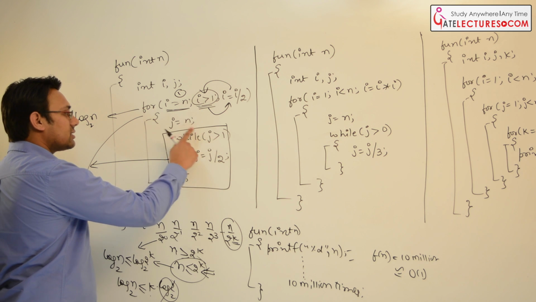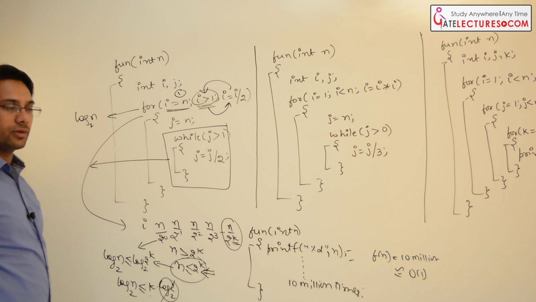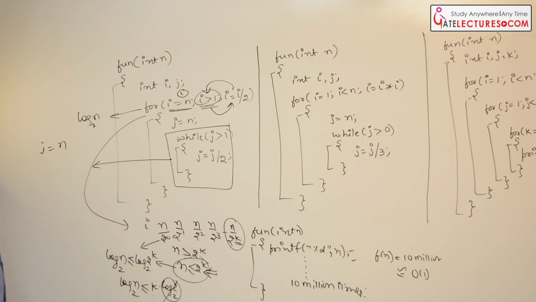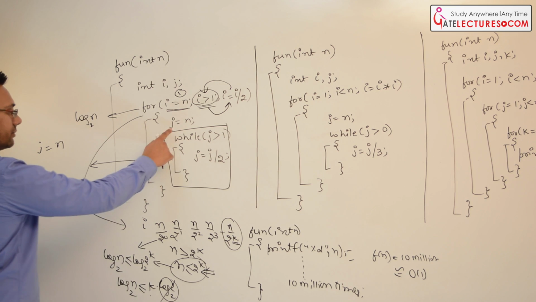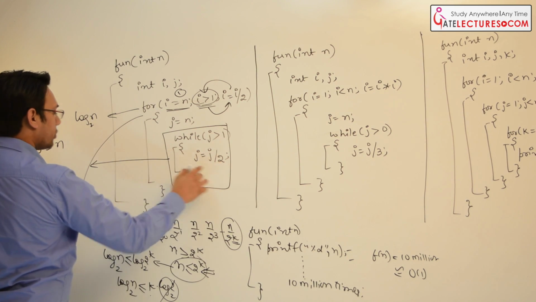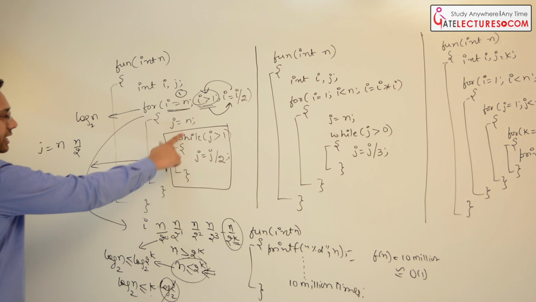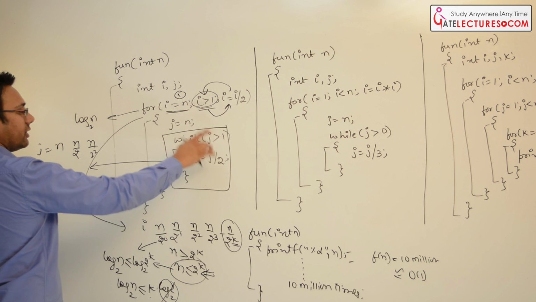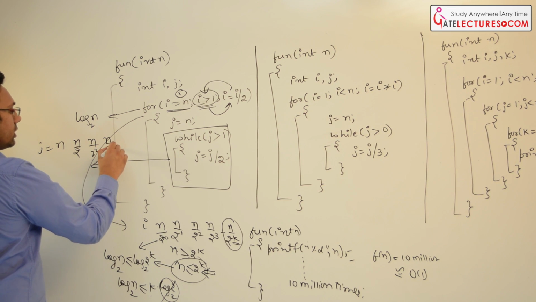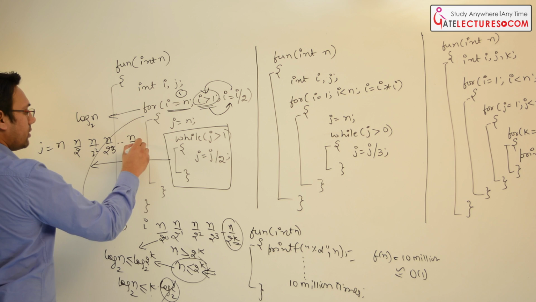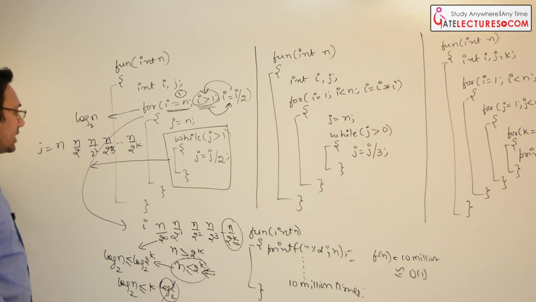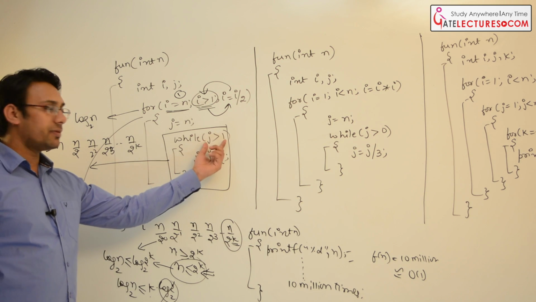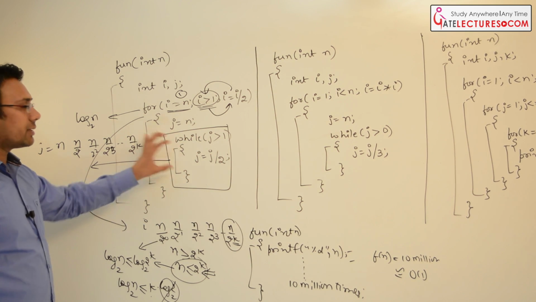Now for this case, the value of j is going to start from n. So the first value of j is going to be n, right? Next time the value of j is going to be n/2. Next time the value of j is going to be (n/2)². Next time the value of j will become (n/2)³, and so on up to (n/2)^k. When the value of j is (n/2)^k, then this while loop condition will be false, right? And therefore we are going to come out of this while loop.